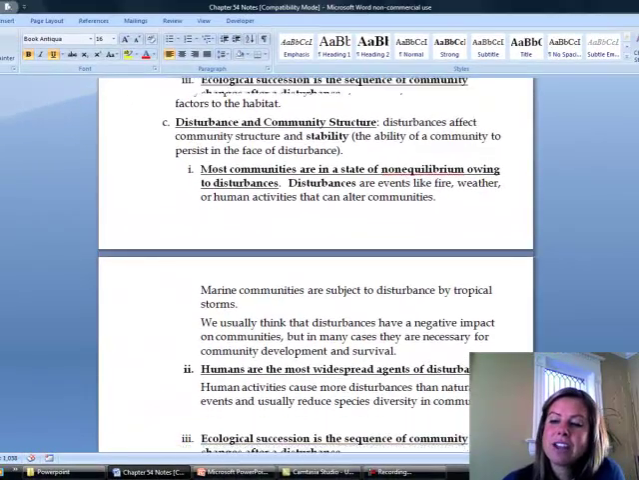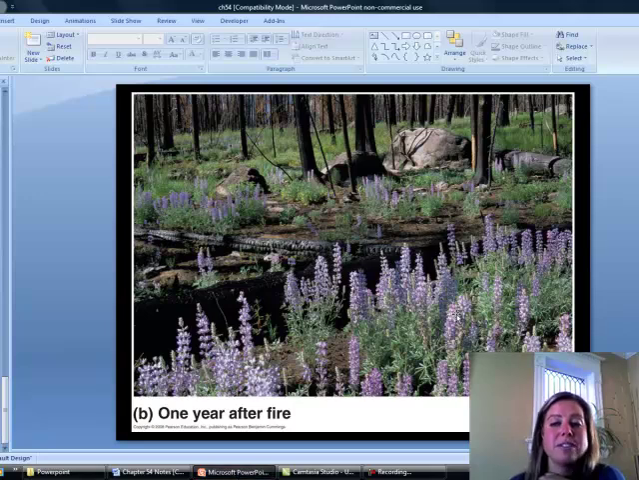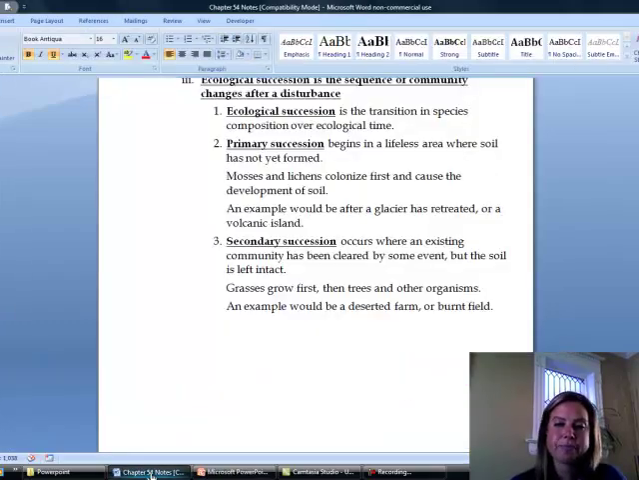All right, so let's say a disturbance does come through. What's going to happen is called ecological succession right after that. And that's going to be the transition in species composition over time. So going back to this picture, you can see that you've got small shrubs and little flowers that are going to colonize the area first. And then if you come back in a couple of years, there's probably going to be some little sapling trees starting and that type of thing. So that's ecological succession. So there's two types of succession. You can have primary and secondary.